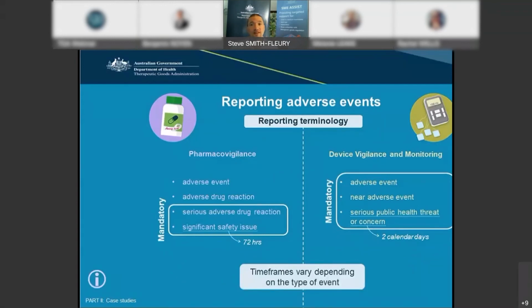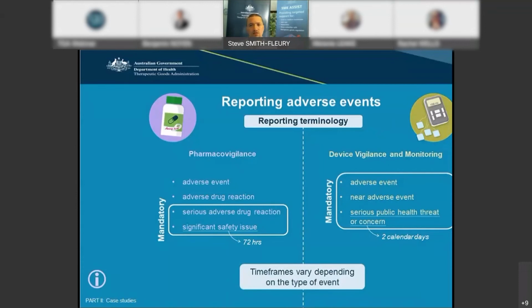Terminology of an adverse event is important because it defines what the event is. It determines whether it's mandatory to report it and how long you have to report it to the TGA. If you're unsure of the severity of an adverse event, treat it as serious and report it just to be safe. Now, the pharmacovigilance area have 4 main terminologies, and it's important that we go through the definitions of each one today.